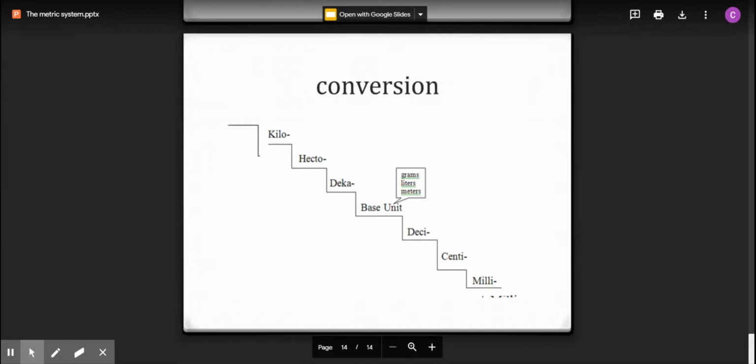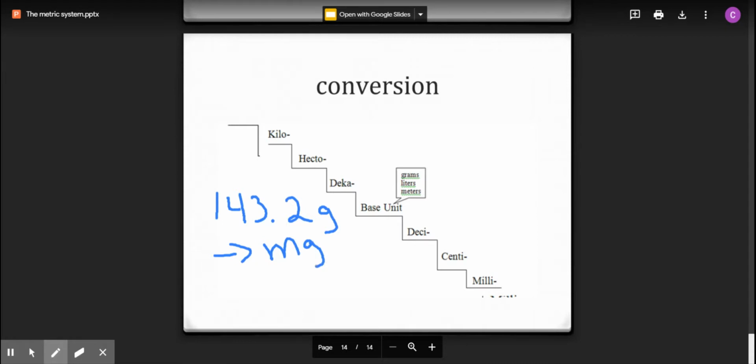Okay, let's do some conversion examples using our little stair step here. I'm going to come up with a number. Let's do 143.2. All right, let's start off at grams, and let's take this to milligrams.